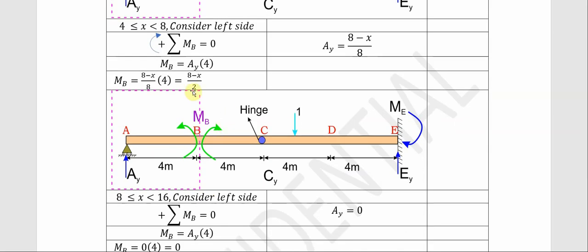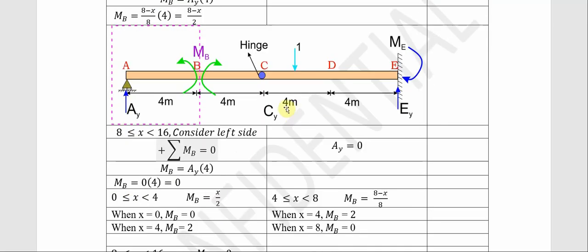The next thing is we consider 8 to s to 16. That is, we put our load here, and then we look at the left side. So summation of moment about B to be equal to 0, then the moment about B equals 0 times 4, because AY will be 0 at this point, because of the hinge here, so it's 0 on this side. So if it is 0, then this one will be 0.